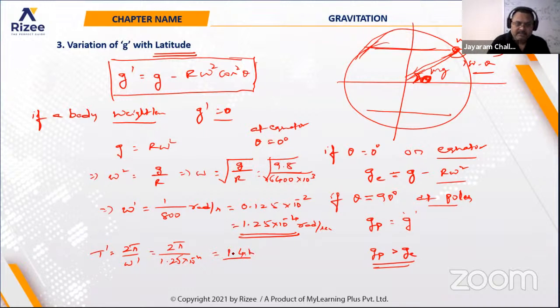1.4 hours we'll be getting. If you convert that into minutes, it will be somewhere around 84 minutes. So this value also needs to be remembered. That means T dash is nothing but 17 times faster than T. If the Earth rotates 17 times faster than right now, then the person on the equator feels weightlessness and flies off into space. Please remember these values.